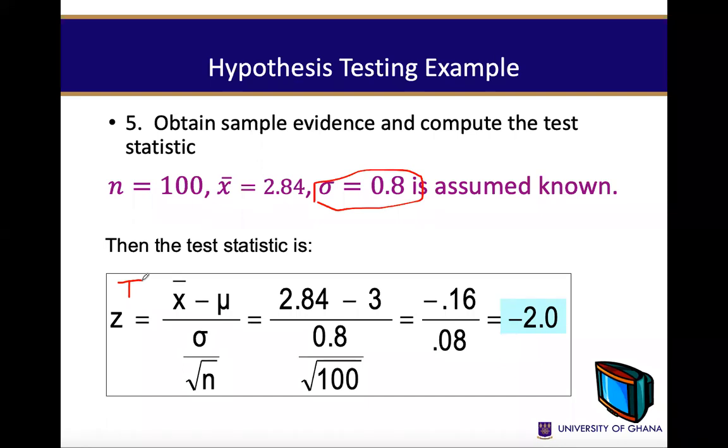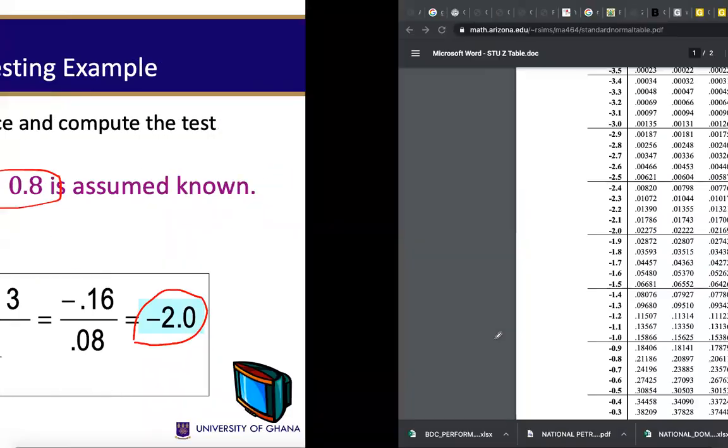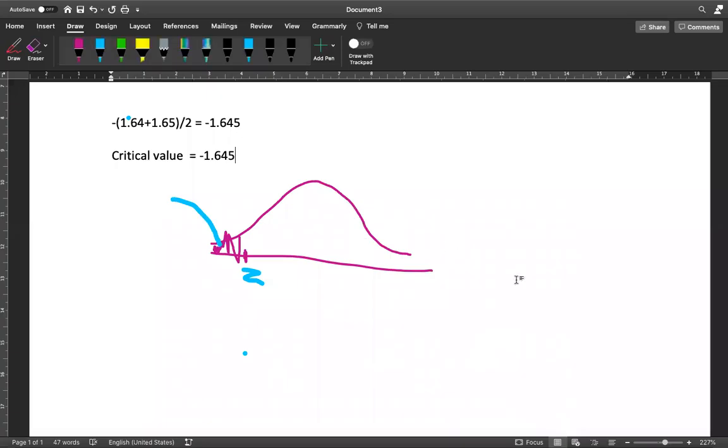The test statistic is X bar minus mu divided by sigma divided by the square root of n. What is X bar? It is 2.84 minus 3, divided by 0.8 over the square root of 100, which is 10. So the whole denominator becomes 0.08. When we compute that, we get negative 2.0.